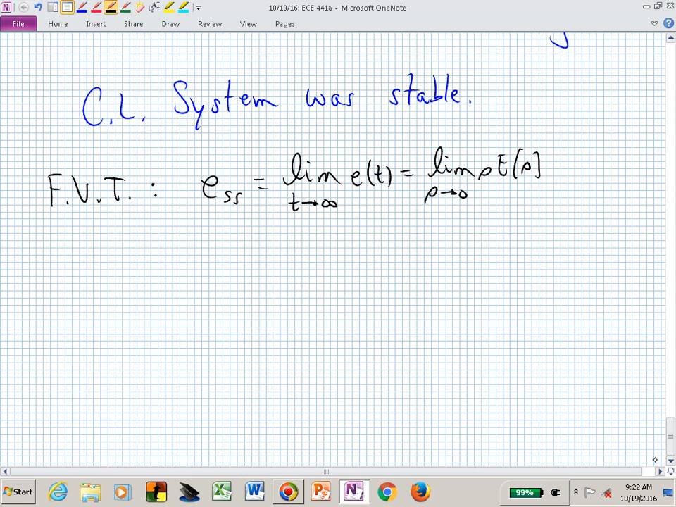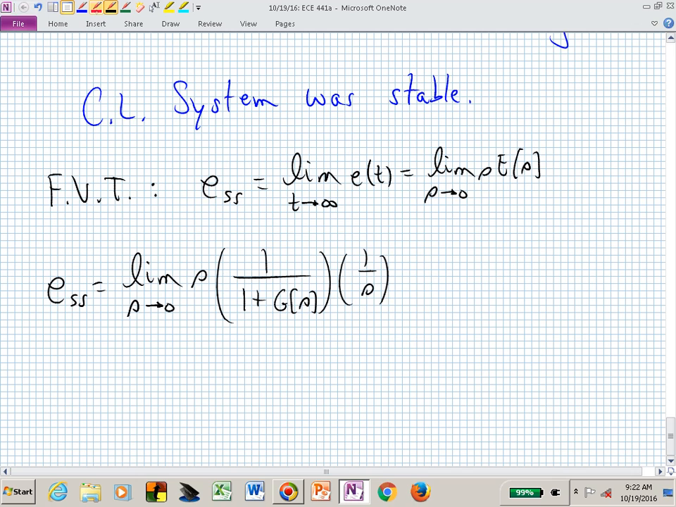And we have our expression for E of S. The steady-state error is now the limit as S goes to 0 of S times E of S, which was 1 over 1 plus G of S times R of S. And again, if we had something other than a unit step, that would be an A if it was a constant input. And so our error would be adjusted by the magnitude of our reference input, is what I'm trying to indicate there.